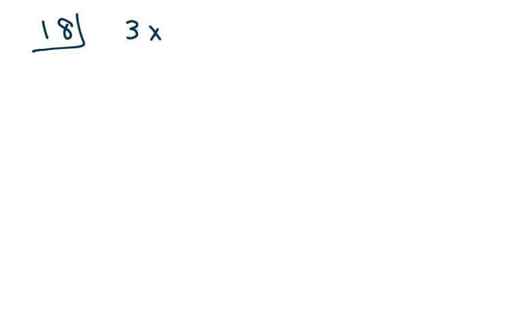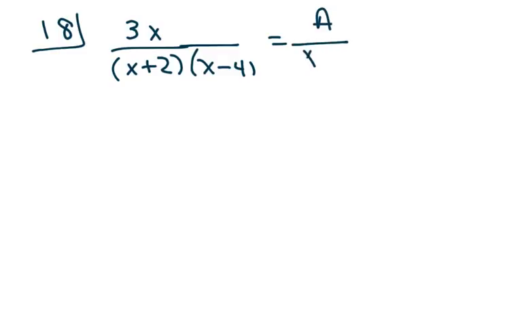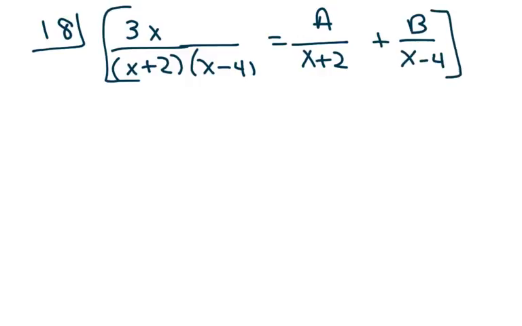So we have 3x over x plus 2 times x minus 4. So we're just going to set this to a over x plus 2 plus b over x minus 4, and clear the denominator, or clear the fractions. So we multiply by x plus 2. Let me erase this. This is 18. I'm just going to put it on this side. I don't like it on that side anyway.